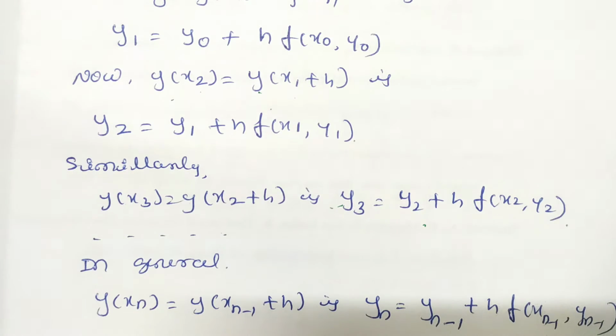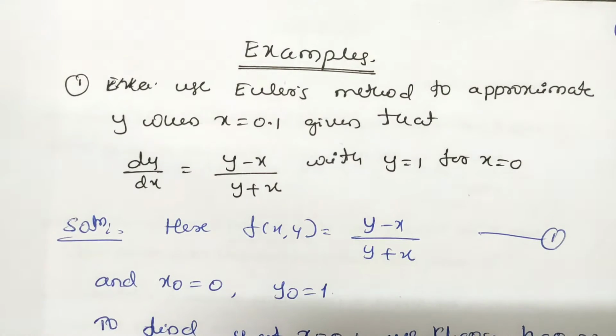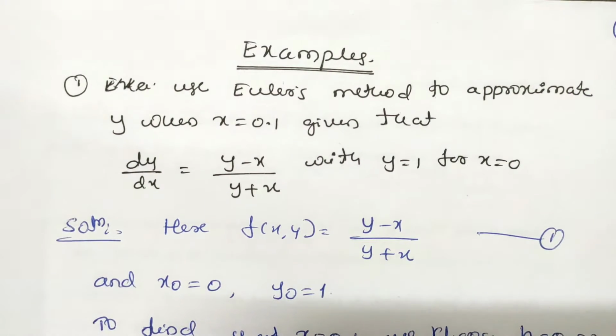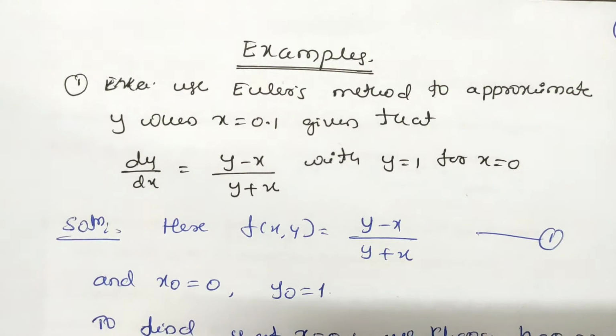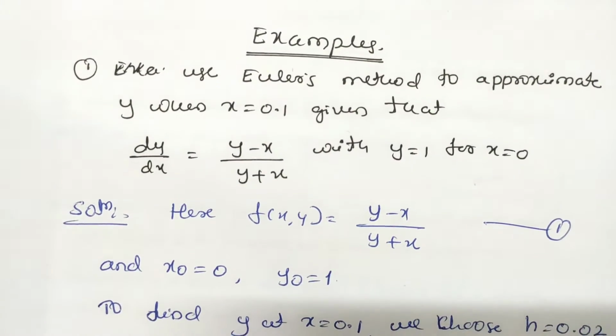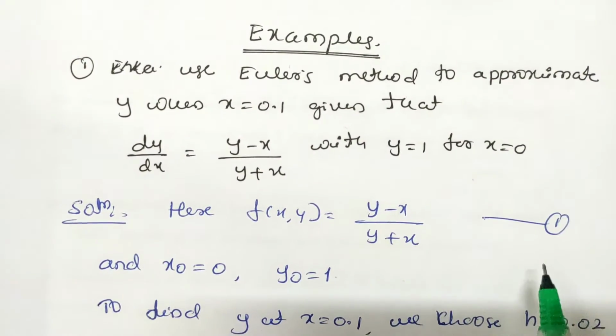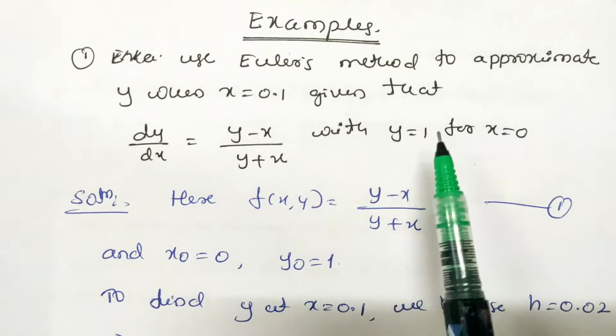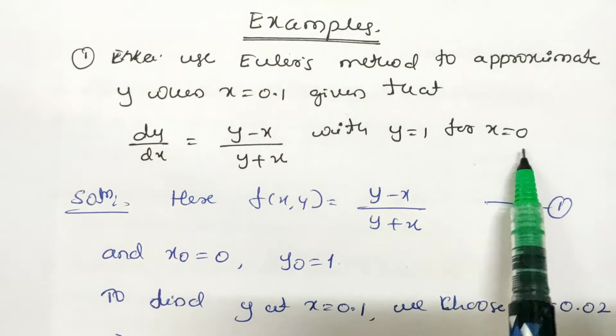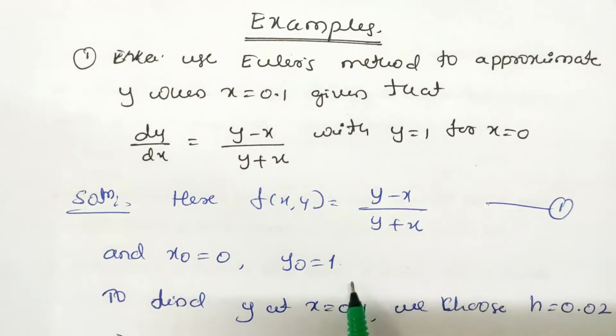Using this method we can solve examples with initial conditions. Take one example. Use Euler's method to approximate the value of y when x equals 0.1, given that dy by dx equals y minus x divided by y plus x, with y equals 1 for x equals 0. Here f of x, y is y minus x divided by y plus x. Take this as equation number 1. Here x naught is 0 and y naught is 1.